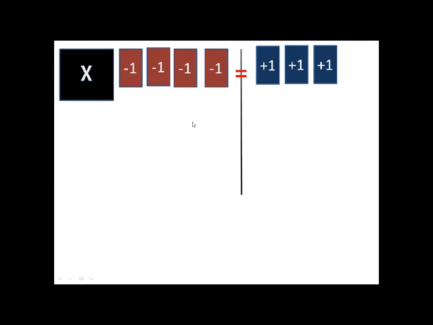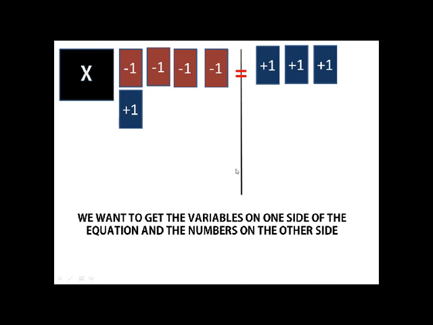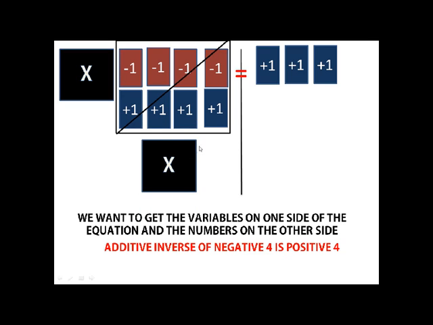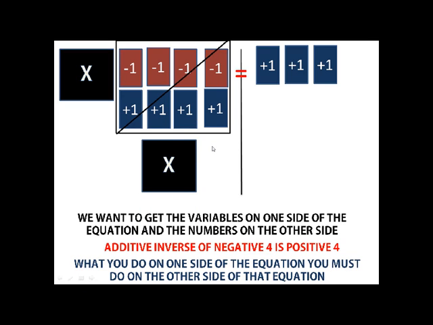So now, what do I need to do to get the x by itself, right? I have to add 4 positive 1s, correct? Because each one cancels out a negative 1. So these 4 will cancel these 4 out. That is because the inverse of negative 4 is positive 4, correct? Now we are left with just the x, which is what we want.